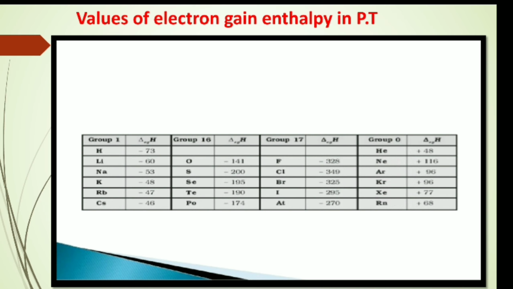So this is all about electron gain enthalpy: the variation of electron gain enthalpy, factors affecting electron gain enthalpy, and some exceptions related to electron gain enthalpy.